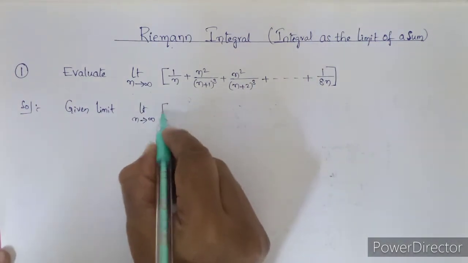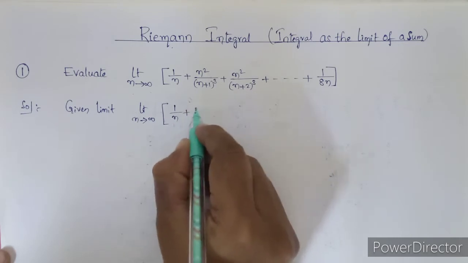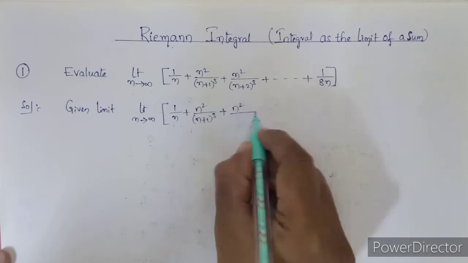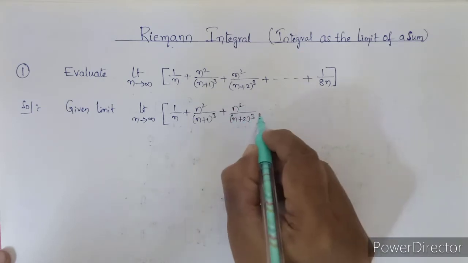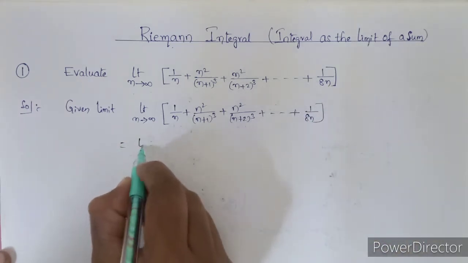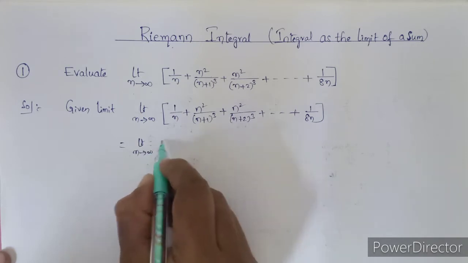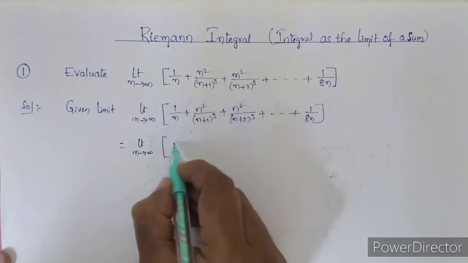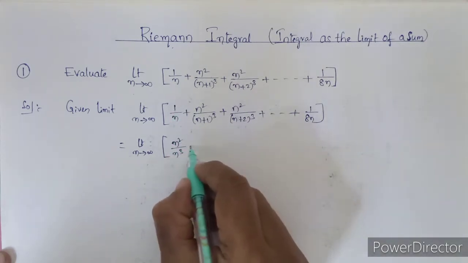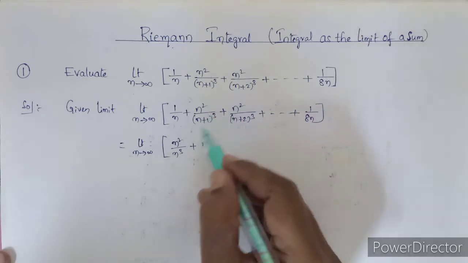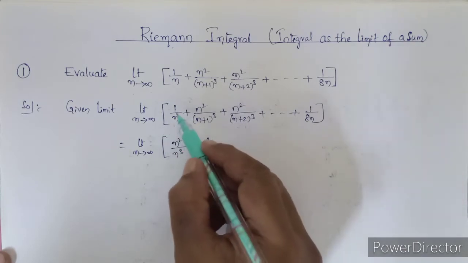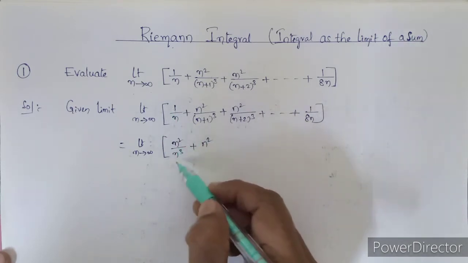Limit n tends to infinity 1 by n plus n square by (n plus 1) whole cube plus n square by (n plus 2) whole cube and so on 1 by 8n. This is the given limit. Now I will write this as limit n tends to infinity n square by n cube. I write 1 by n as n square by n cube because when we observe, the numerator contains n square in all the terms. So that is why I have written the first term also, 1 by n, as n square by n cube.